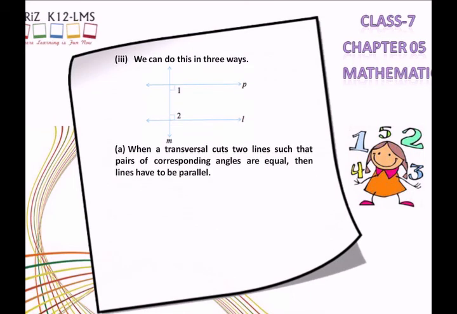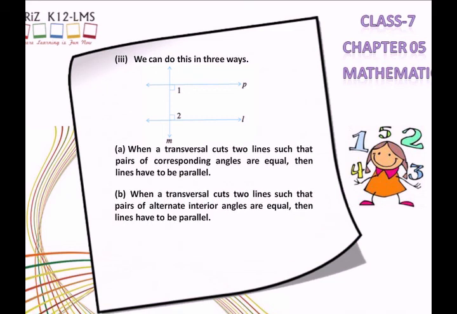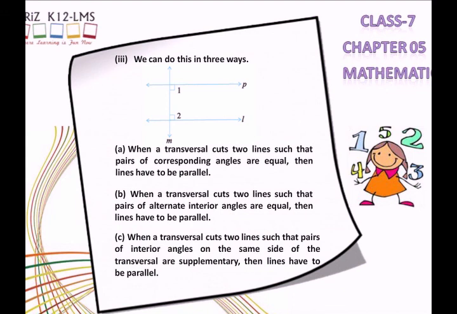When a transversal cuts two lines such that pairs of corresponding angles are equal, then the lines have to be parallel. When a transversal cuts two lines such that pairs of alternate interior angles are equal, then the lines have to be parallel. When a transversal cuts two lines such that pairs of interior angles on the same side of the transversal are supplementary, then the lines have to be parallel.